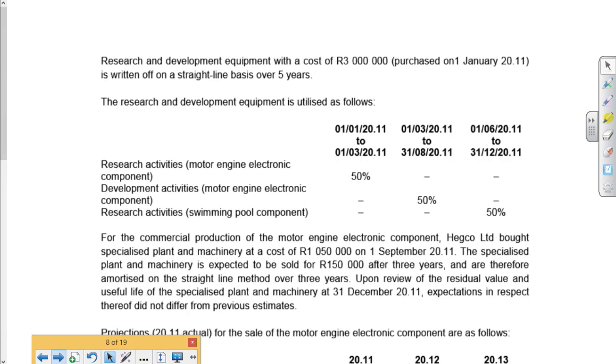R&D equipment, so we use some equipment in the R&D, cost 3 million rand. It was purchased 1 January 11 and it's written off straight line. Some of that depreciation must go to research, some to development. Here is how it was used, the equipment. From January to March, it was half used in the research of the engine. From March to August, it was half used in the research of the motor. From June to December, it was half used for the swimming pool. The rest is just a P&L expense. Careful with the months, they overlap.